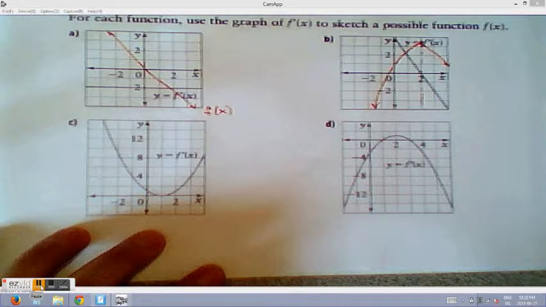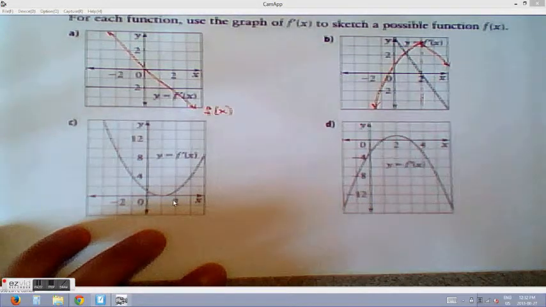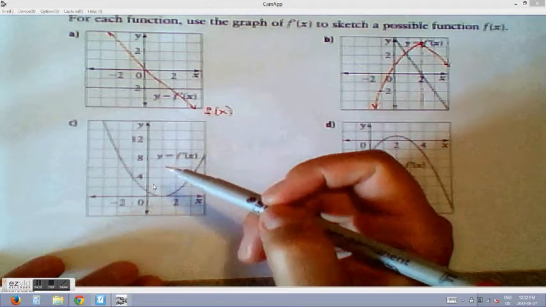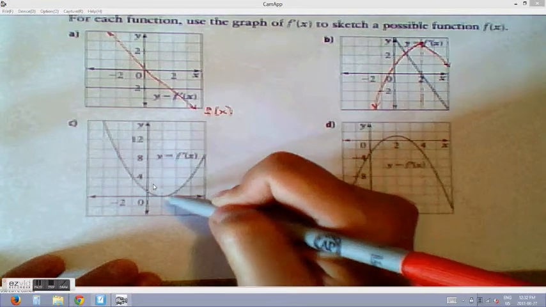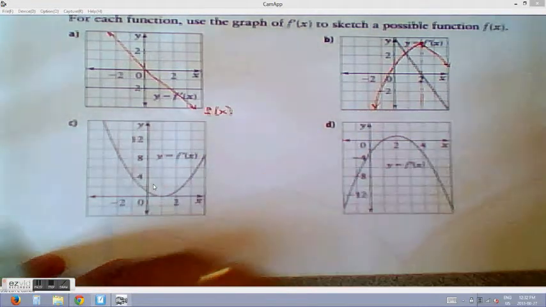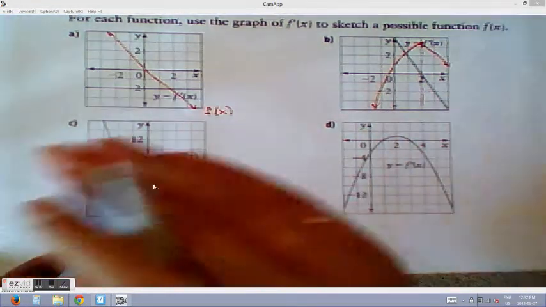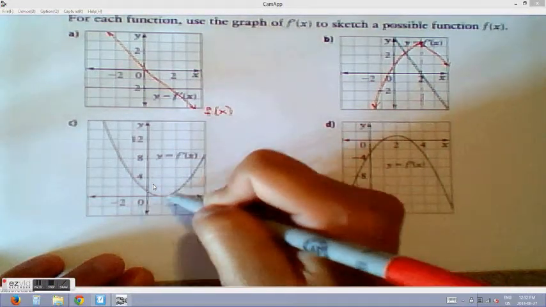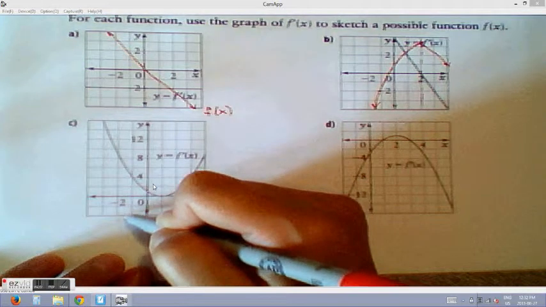So in C, we can see that the derivative is never negative, so it's always increasing. It's a quadratic, so it has a degree of 2. That means that our function is going to be cubic. Okay. We know what a cubic function looks like. It's an S shape. And where it's 0 is probably where it's going to do its saddle, where it flattens out. Okay, so I'm just going to go ahead and draw something that I think might look like it.